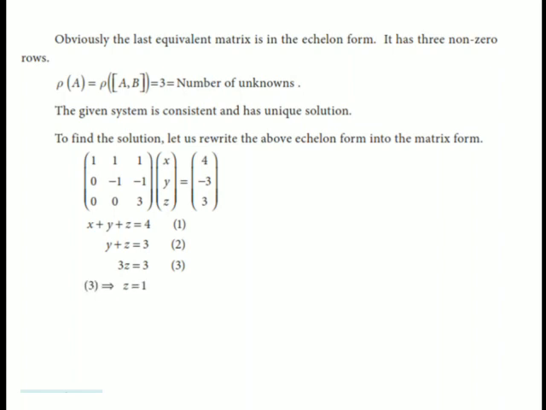From the third equation, 3z = 3, so z = 1. Then you substitute the z value in the second equation, 3 minus 1, the answer is 2. Then the y value is substituted in the first equation: x = 4 - y - z = 4 - 2 - 1, you get the answer 1. Therefore x = 1, y = 2, z = 1.